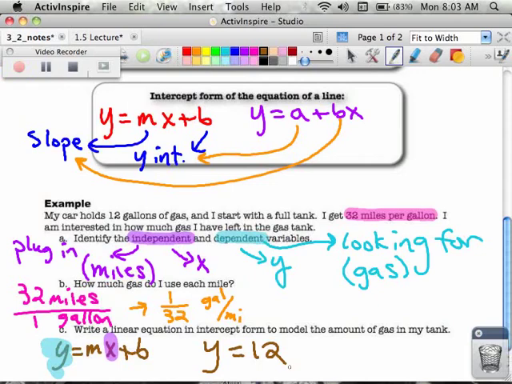And as you drive, do the amount of gallons go up or go down? They go down. You use gasoline. So I'm going to reduce, which means taking away 1/32 of a gallon for every mile that I travel. So the 12 is representing how many gallons you start with. The minus is saying I'm going down in gasoline, and I go down 1/32 of a gallon for every mile that I drive. And the x is representing the number of miles. Remember, that's the independent variable.